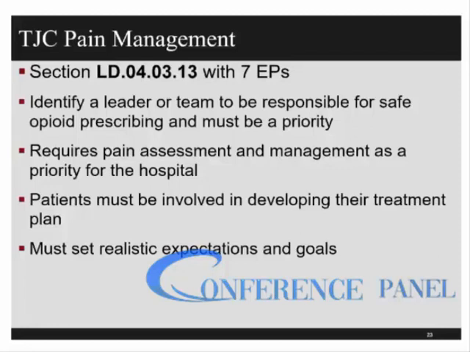There are 7 elements of performance, and what you, of course, have to do is look for a leader, somebody who's responsible for that safe opioid prescribing. And this is a priority. Again, this is a priority not only for Joint Commission, but also for CMS. This requires a pain assessment and management as a priority for the hospital.